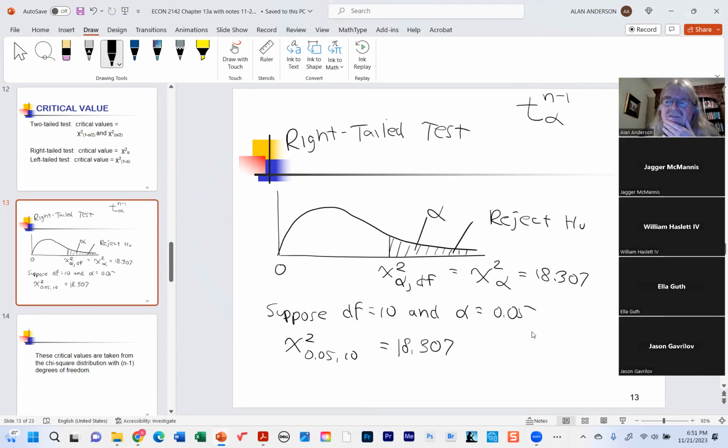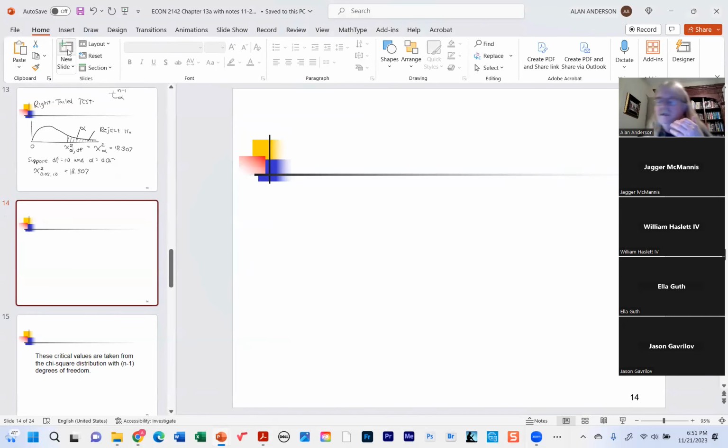Now, what about the left tail? Interesting. Let's keep the same numbers. Now, with the t or the standard normal, due to the symmetry of the distribution, the left tail would have a negative critical value, which is equal to the right tail critical value. Here, that's not going to happen. So what do we do instead? All right, let's find out.